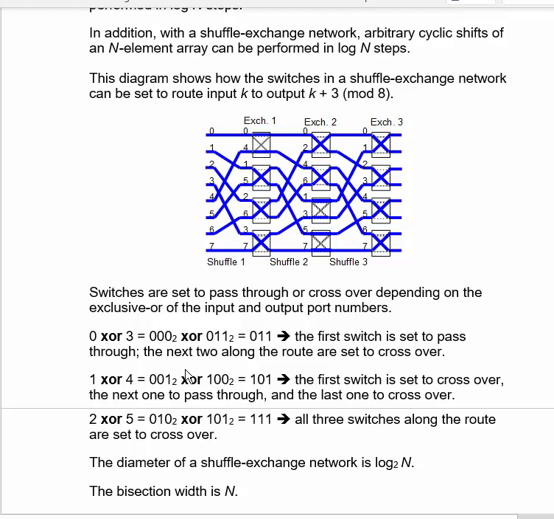The diameter of a shuffle exchange network is log n. I think you've seen that. You can get from anywhere to anywhere in log 8, which is 3 steps. The bisection bandwidth is n.